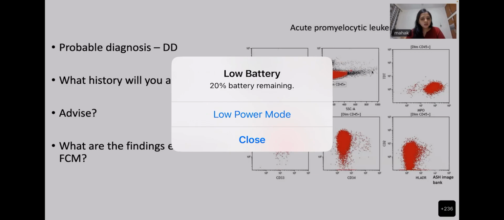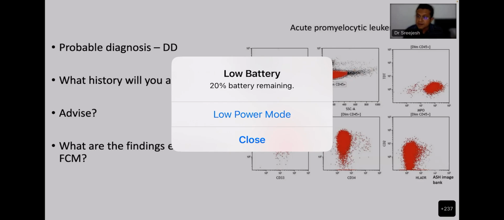So see, this is brightly autofluorescent. Even if you don't put any antibody, these cells will fluoresce on their own, with a teardrop kind of appearance. This is CD45 versus side scatter. These are lymphocytes, monocytes come up here, this is the progenitor window, and these are granulocytes. In promyelocytes, you have all the cells in this window, with a particular appearance like this.